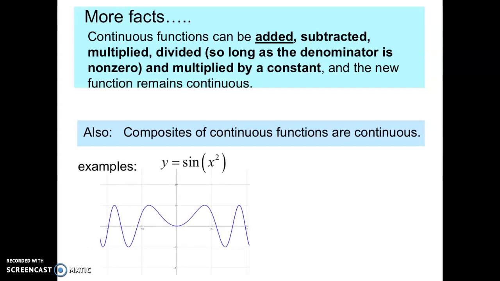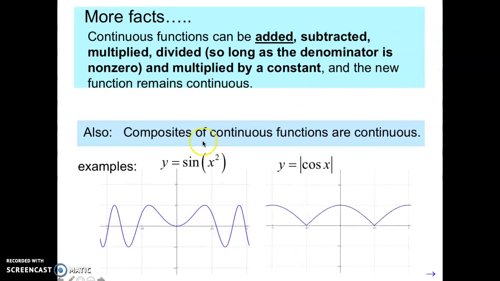So here's some examples. If I gave you the composite function y equals sine of x squared. Now we know the sine function is continuous. We know the x squared function is continuous. This is actually what the function looks like, and you notice it is also continuous. It's kind of funky, but still continuous. Here again, the cosine function is continuous. The absolute value function, we should have added that one in there too. The absolute value function is also continuous. When we put them together and compose them, we still have a continuous function.